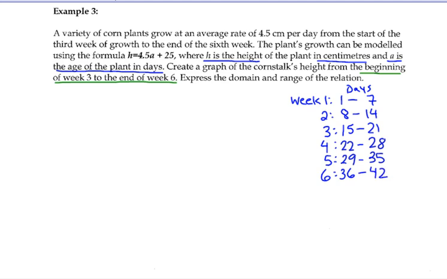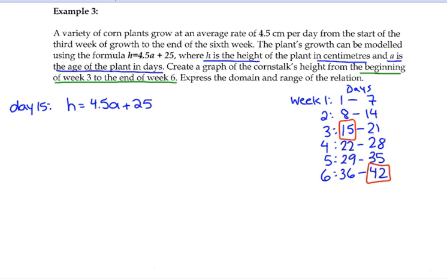So, it says we start on which day? The 15th, the beginning of week 3, and we end on day 42. So, we need to figure out the height of the plant on those 2 days. How can we find out the height of the plant on day 15 and day 42? Don't we just sub in the numbers? Yeah.